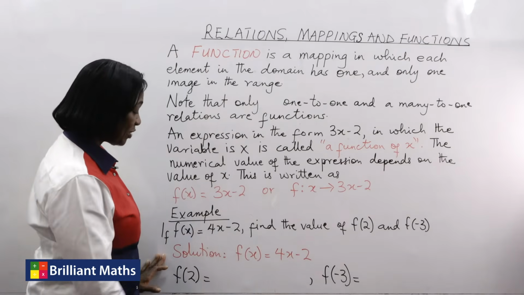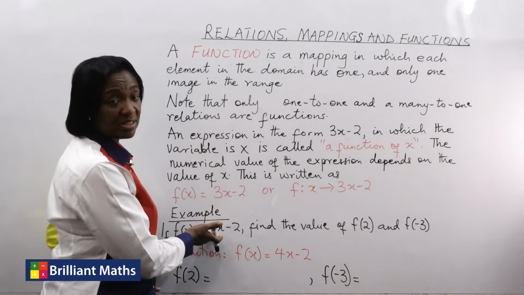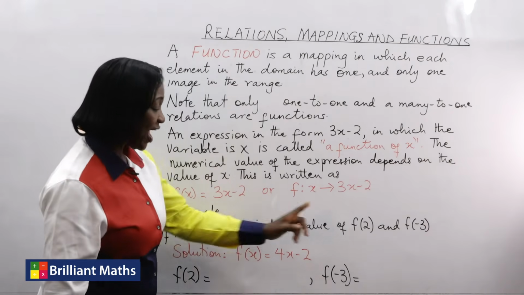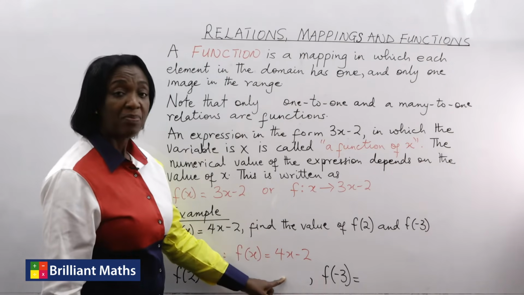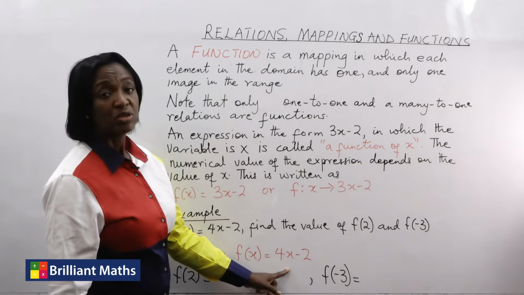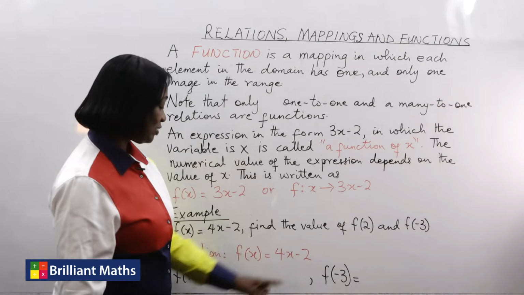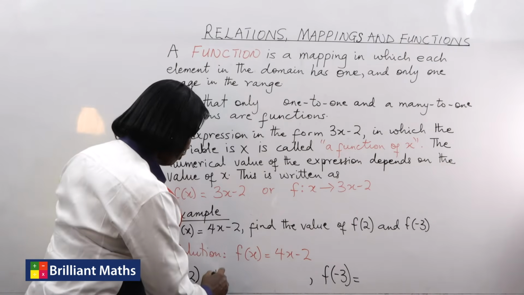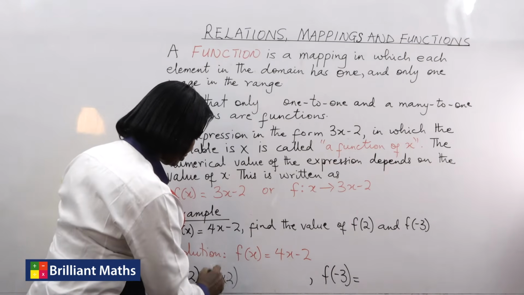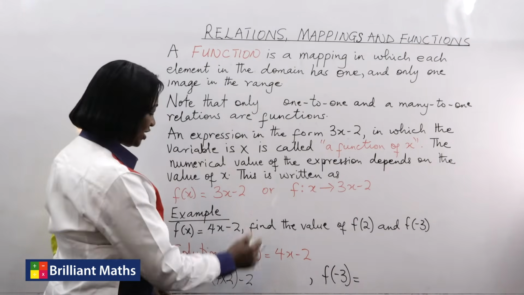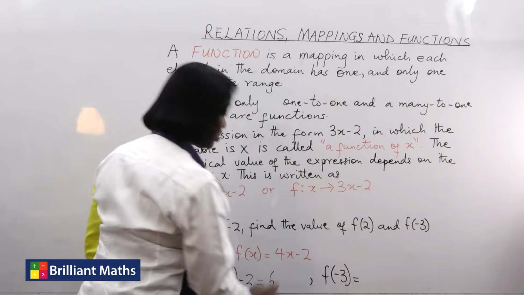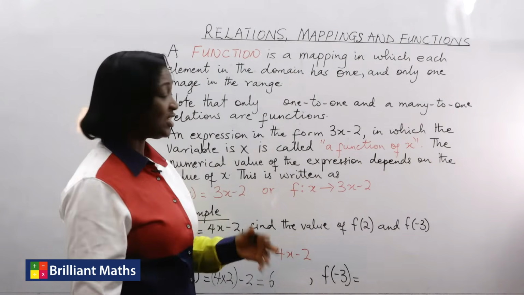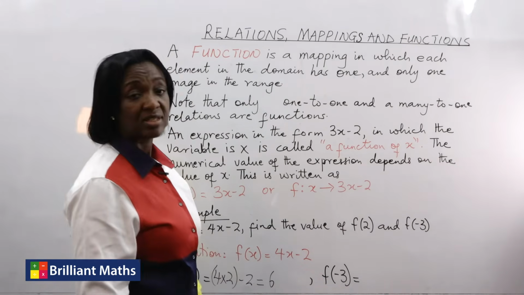So the solution: the function is f of x is equal to 4x minus 2. So when x is equal to 2, we simply replace x with 2. So 4x becomes 4 times 2. So f of 2 is 4 times 2 minus 2. So that is 8 minus 2, which is equal to 6. So the numerical value of the function when x is equal to 2 is equal to 6.